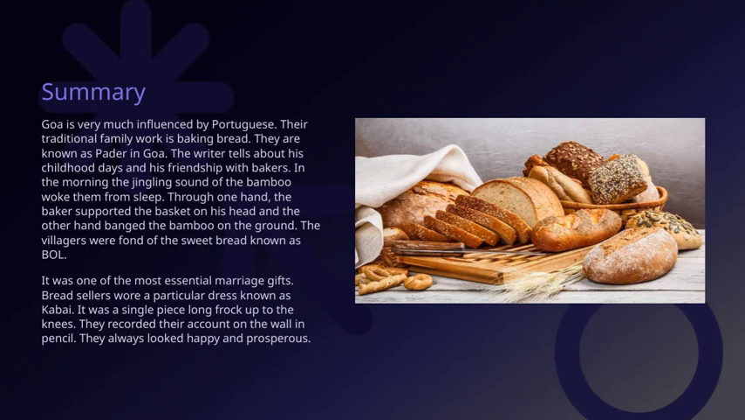This slide highlights the significance of bread sellers in traditional marriages, where they played a vital role. They wore a distinctive dress called kabai, which was a long frock reaching up to the knees. Interestingly, they used to record their accounts on the wall using pencil, a simple yet effective method. These bakers always appeared happy and prosperous, reflecting their importance in the community.